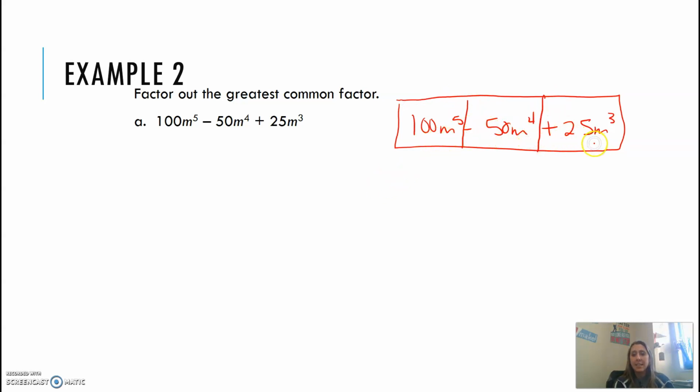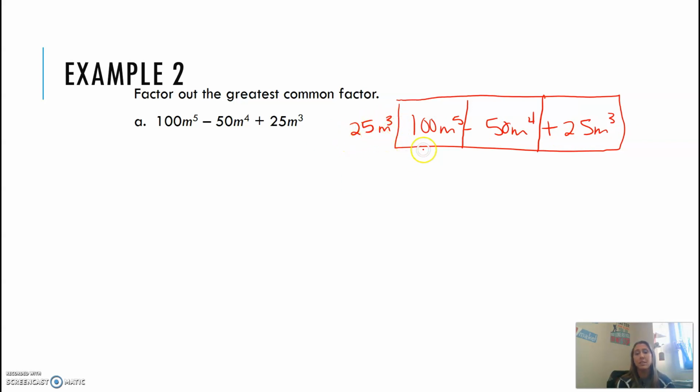So I can see that if I look at just the numbers, 100, negative 50, and 25, they all have a factor of 25. And then there's m to the 5th, so that one has 5 m's, but this one only has 4. This one only has 3, so I can take out 3 m's. That's the most I could take out. So then I just need to figure this out.